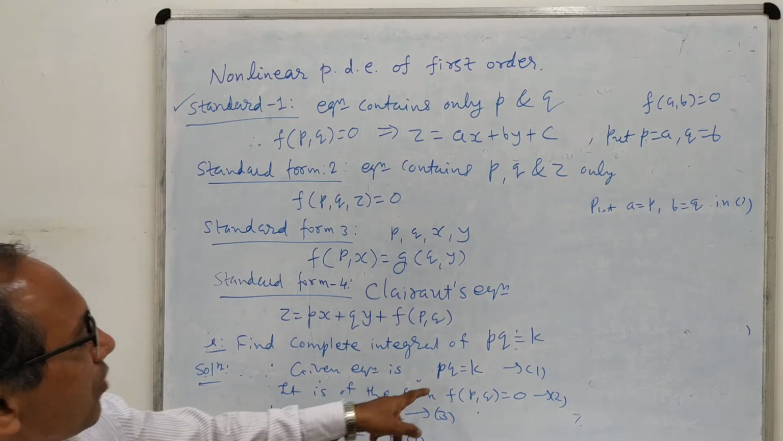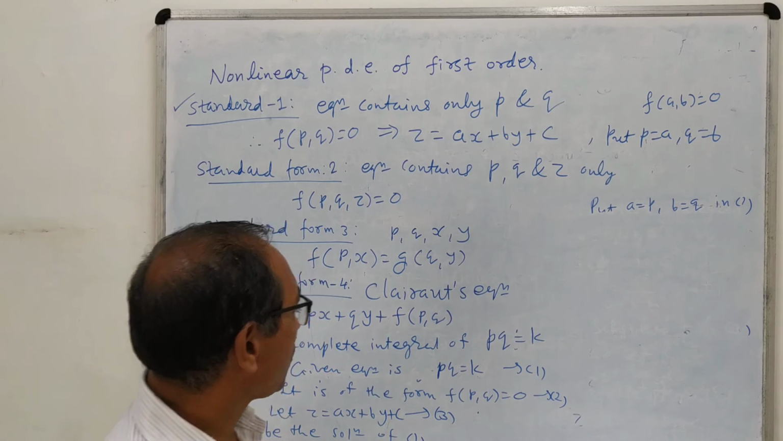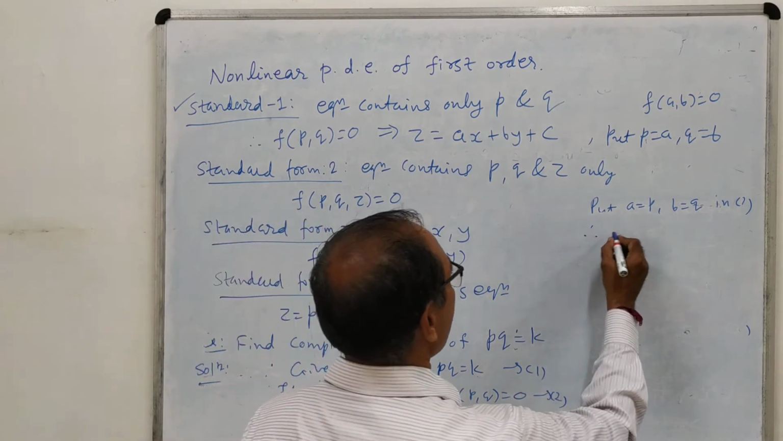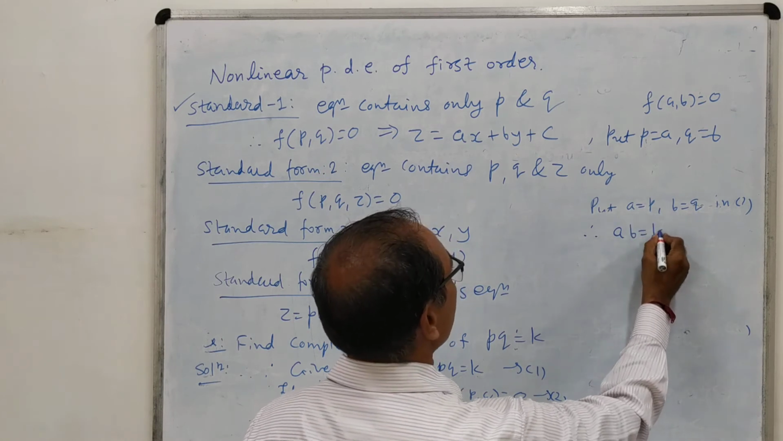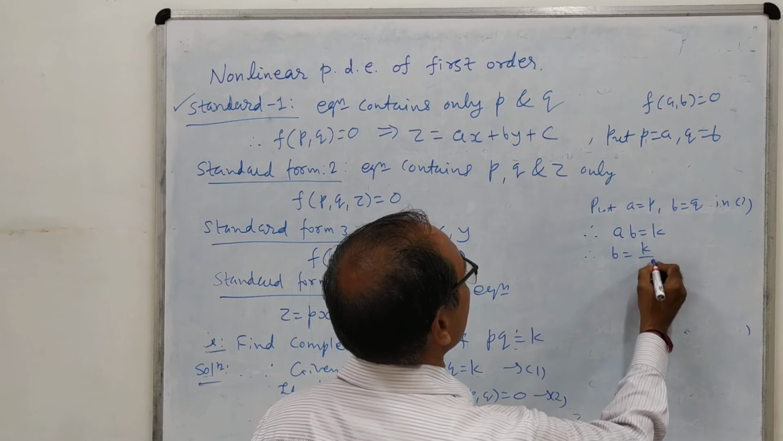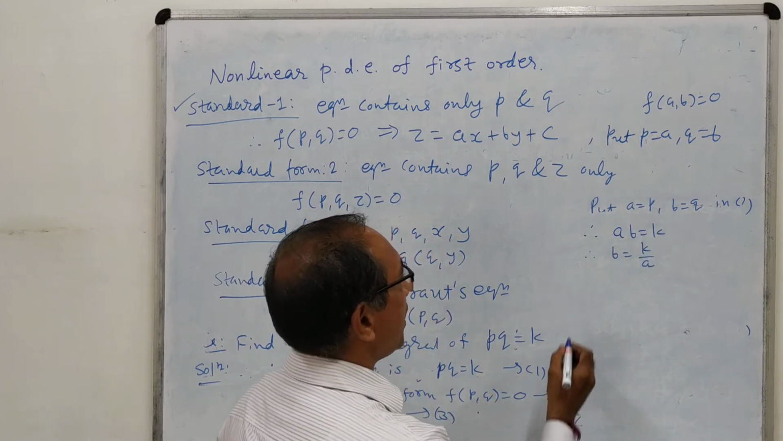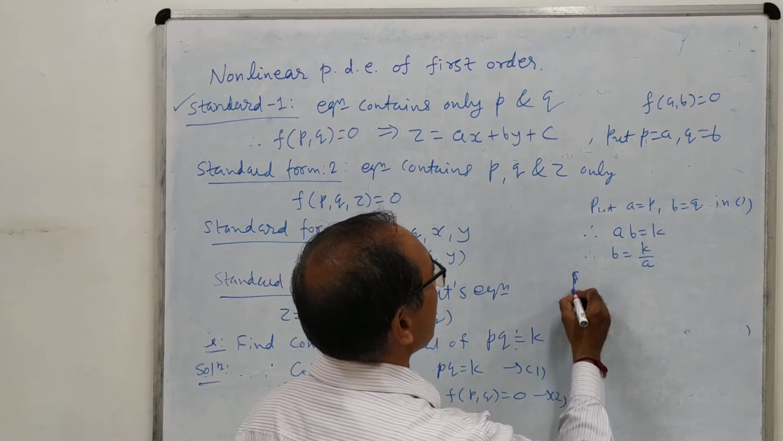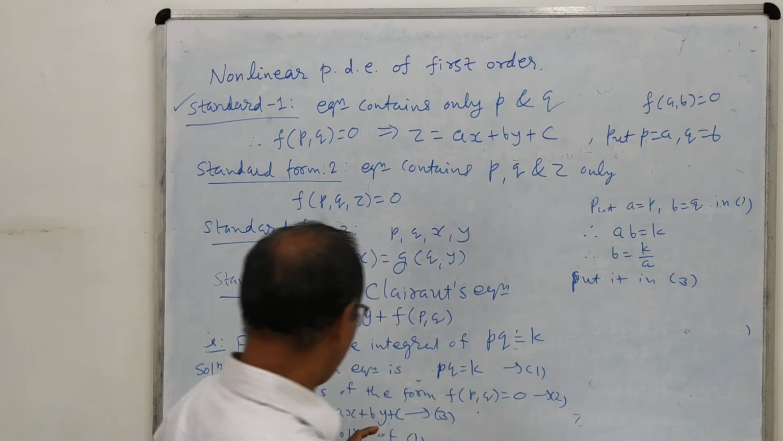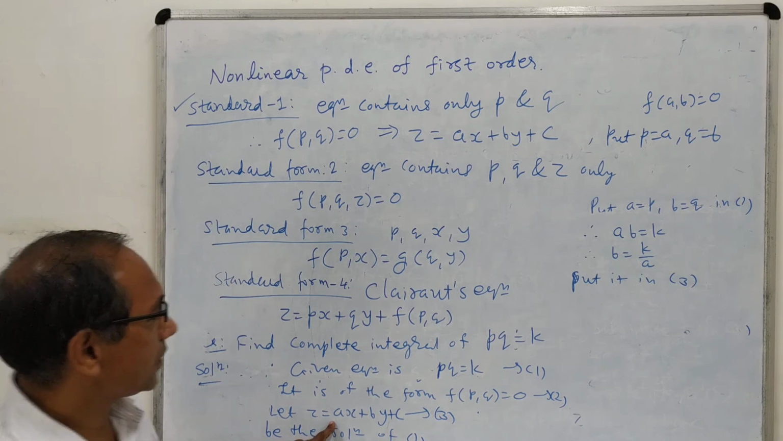Then we will put a equal to p and b equal to q in 1. Okay, so we will get here a into b equal to k, and therefore we can get b equal to k upon a. And substituting, put it in equation number 3, we can get the solution very easily.